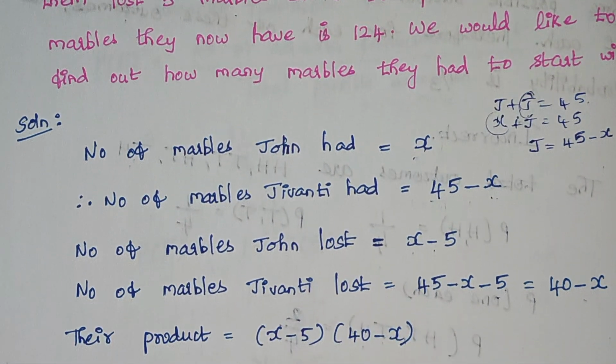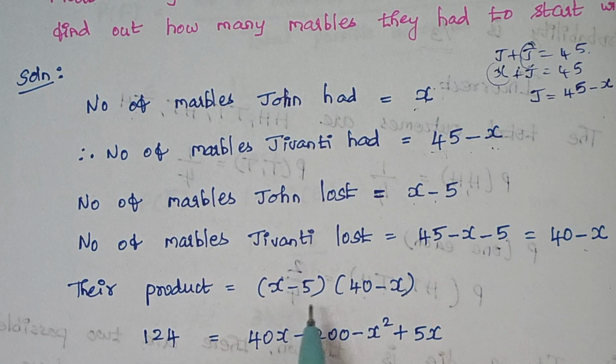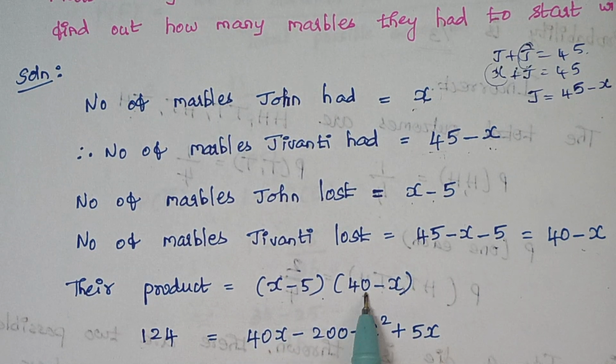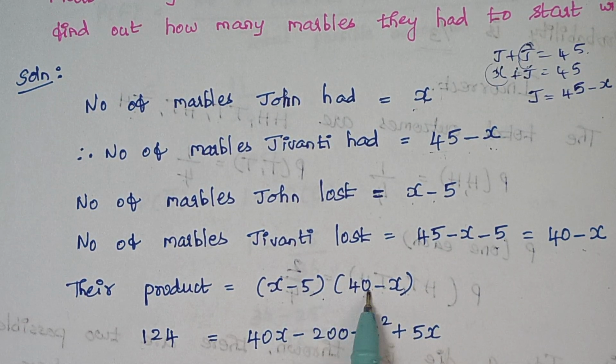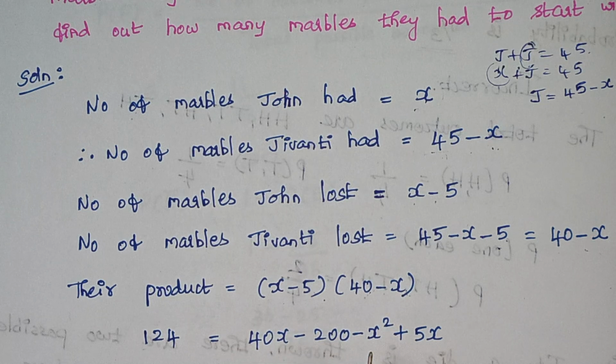Now what about the product of marbles they both have? The product of the marbles they both have is equal to 124. So the product of marbles is: this is the number of marbles John has, so it is x minus 5. And this is the number of marbles Jivanti has, so here it is 40 minus x. So when you multiply both of them, here we have 124. So now we have to solve this equation.